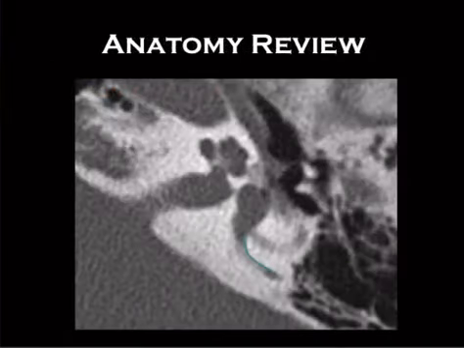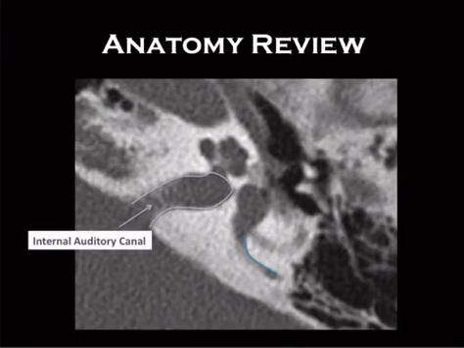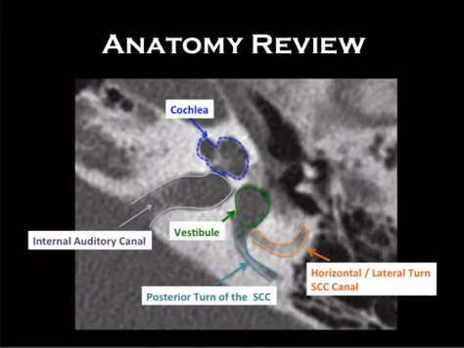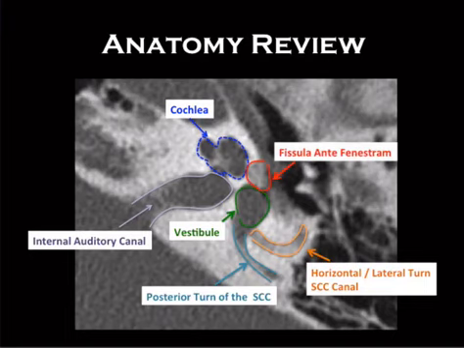All right, so moving on. All right, anatomy review time. So we're going to explain that word fenestral here. Internal auditory canal, cochlea, vestibule, posterior turns, and horizontal/lateral turn of the semicircular canal. Remember that lateral turn, that's where that cholesteatoma hits. And then this thing right there, fissula ante fenestram. That's a fancy Latin word for where this thing's at. So the fenestral subtypes are at the fissula ante fenestram, FAF.